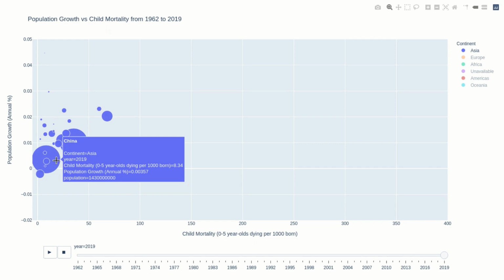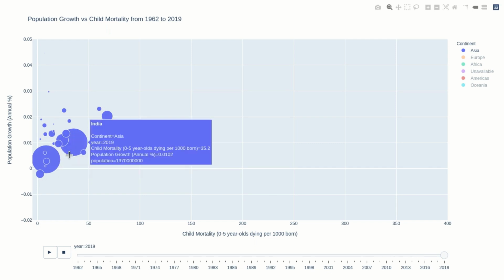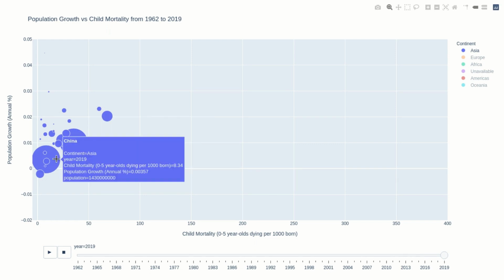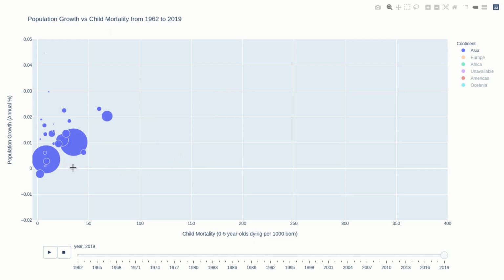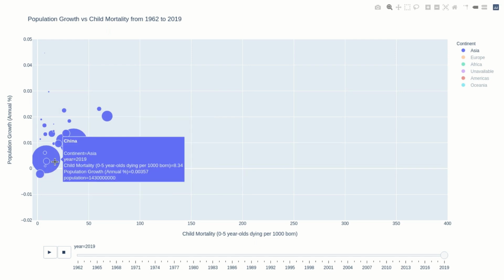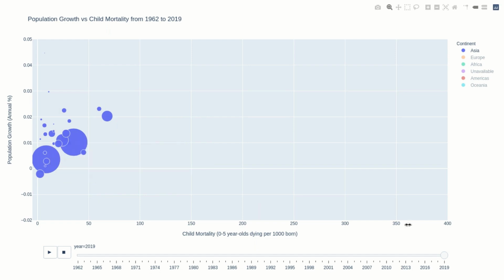And now we have China, and now the bubbles for China and India have become almost the same size, and there are predictions that indicate that India will overtake China in terms of population. And China has really done well to reduce the population growth rate, due to their strict policies.